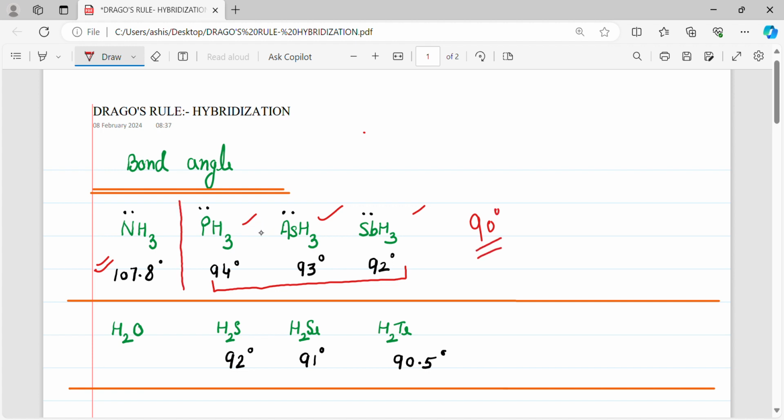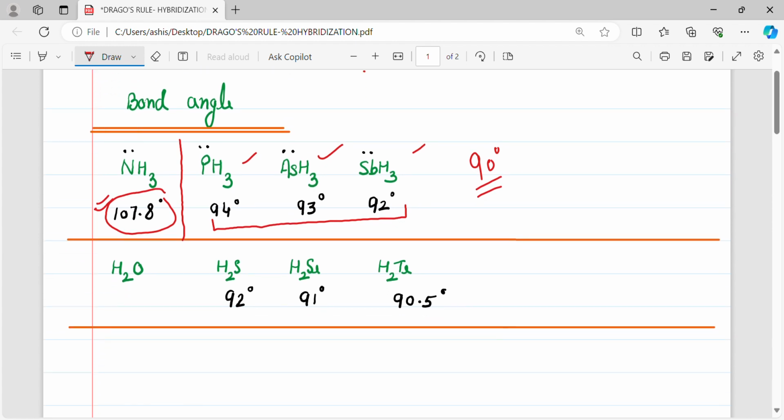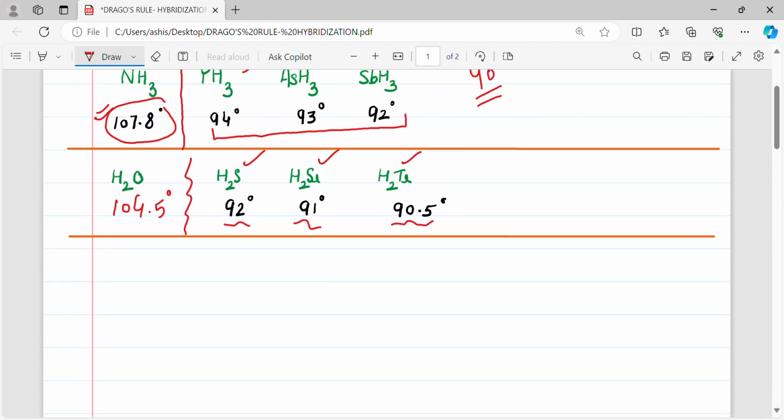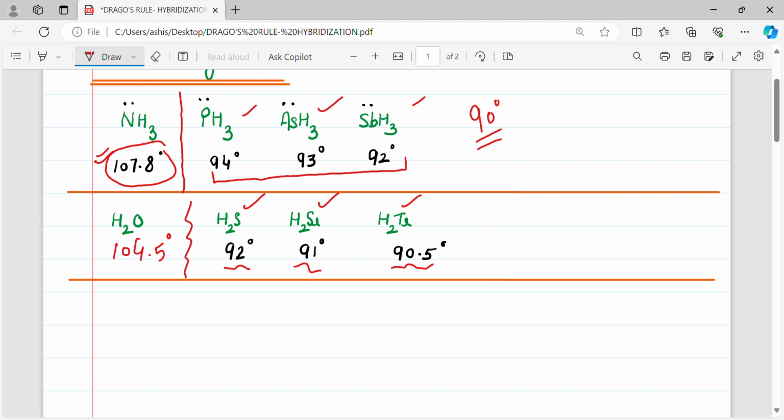but the bond angle of ammonia is different, that is 107.8 degrees. Similarly, if we consider H2O, the bond angle of H2O is approximately 104 degrees. That is quite different from the bond angle of other elements like H2S, H2Se and H2Te, which are around 92, 91 and 90.5 degrees. Now, what is the reason behind that?